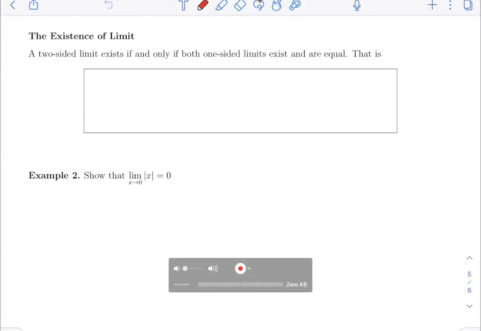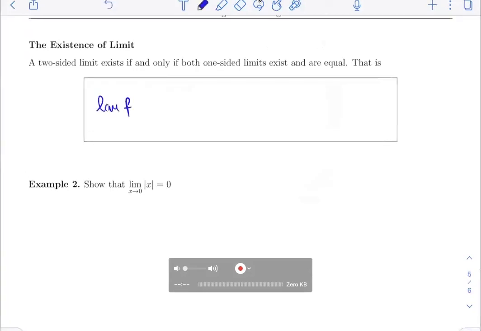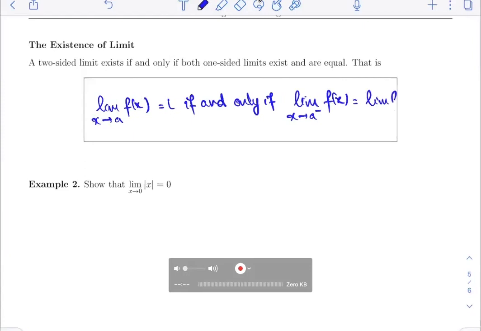Again, the existence of limit is that a two-sided limit exists if and only if both one-sided limits exist and are equal. That is, the limit of the function as x approaches a equals L if and only if the left-hand limit equals the right-hand limit and they are equal to the same value L. We're going to take this concept and work on some examples.